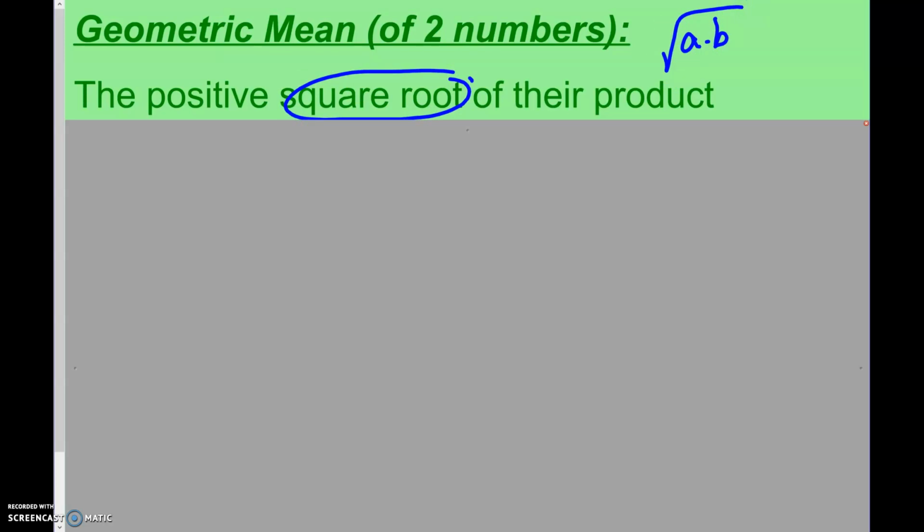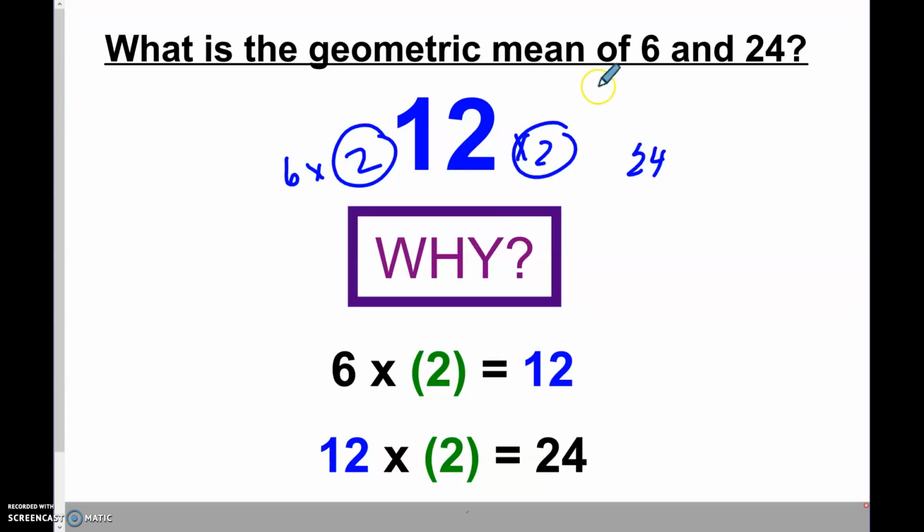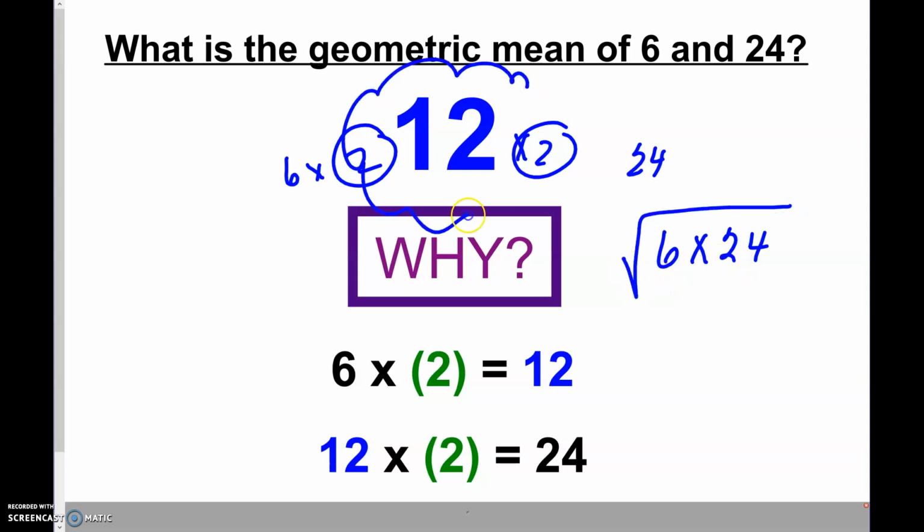So let's see how that works here for 6 and 24. If we take 6 times 24, multiply them together, and then take the square root, is that what gets us to 12? Well, 6 times 24 is 144, and the square root of 144 is 12.